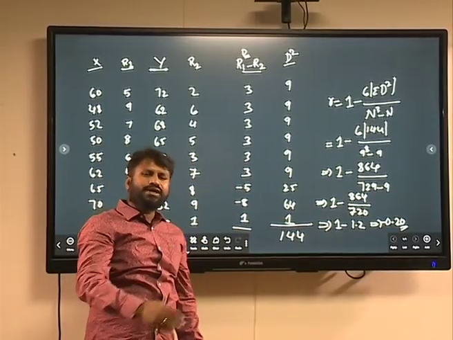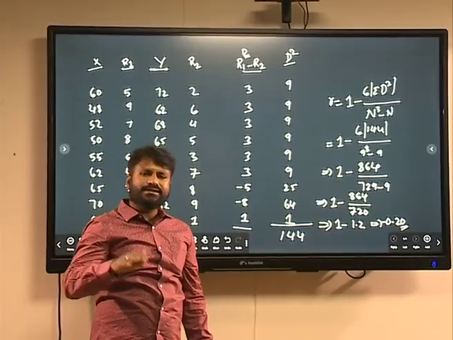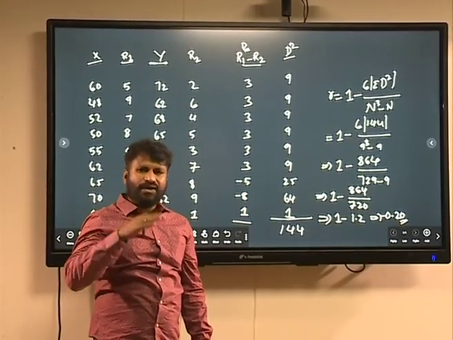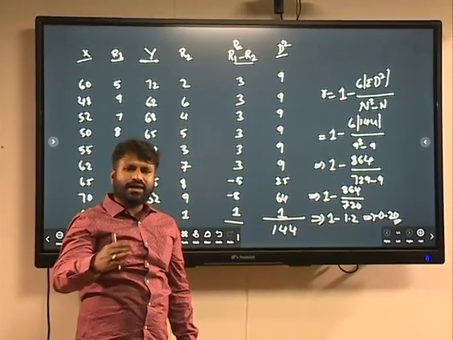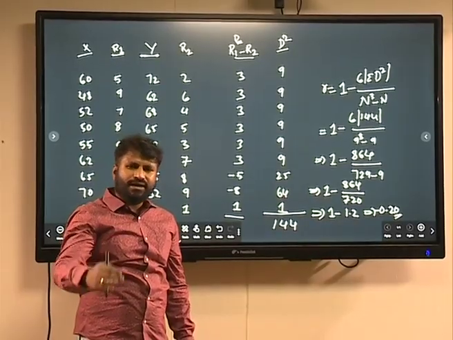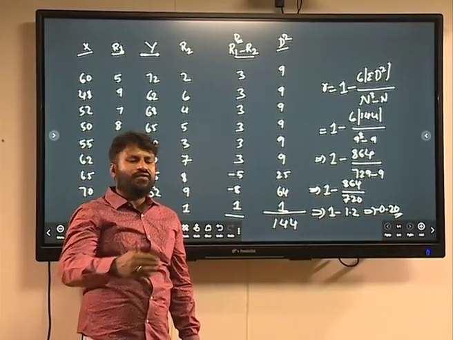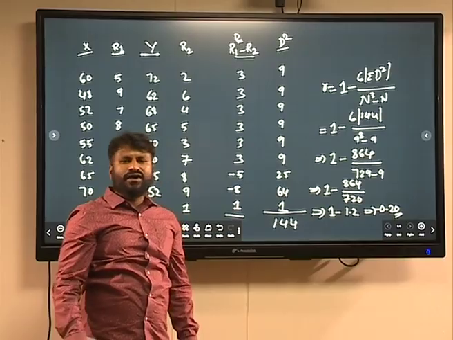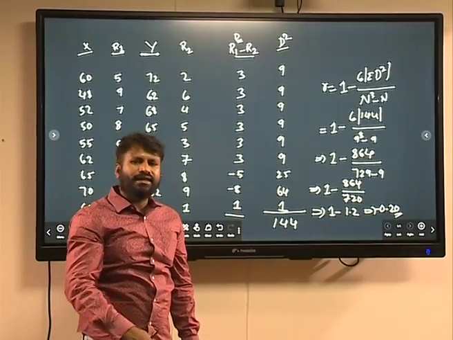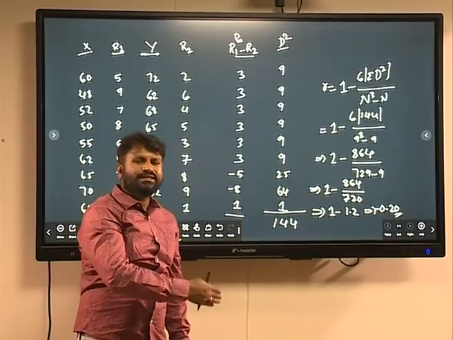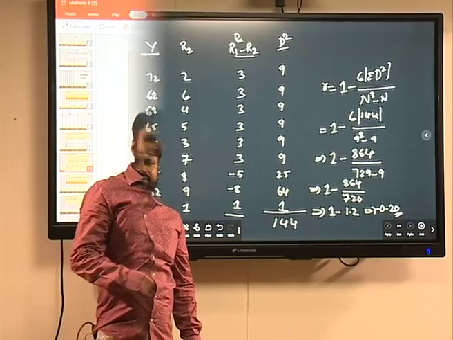This is the way to calculate when the ranks are not given in the problem. We have to assign the ranks, calculate the deviation, and calculate the deviation squares. After that, we substitute the values in the formula, then we can calculate the correlation. So, this is the second method.